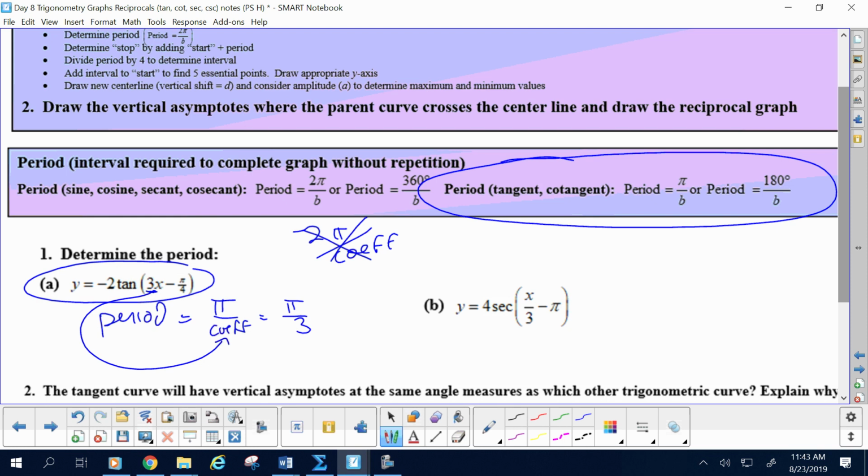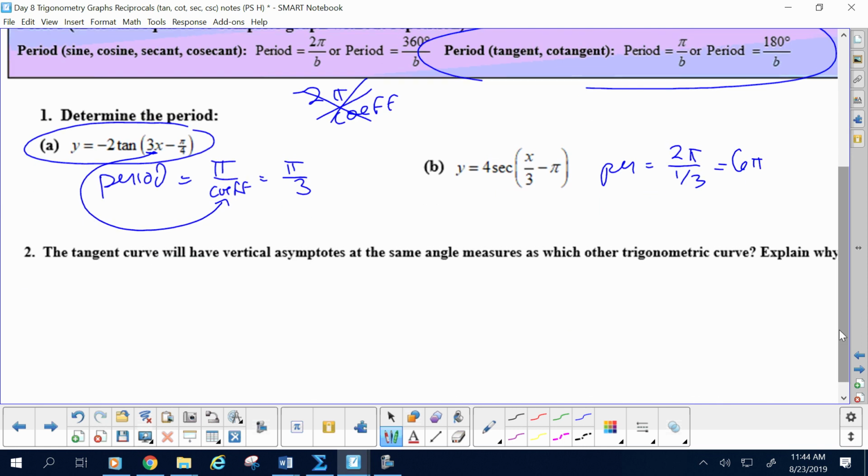Now, secant is the same as sine and cosine. It relates directly to sine and cosine. So if I said, what's a full period of this, do I use 2 pi like sine and cosine, or do I use pi like tangent? 2 pi over, what is the coefficient here? Is it 3? It is 1/3. So what's the total period for this? 6 pi. It would be really stretched. All right.